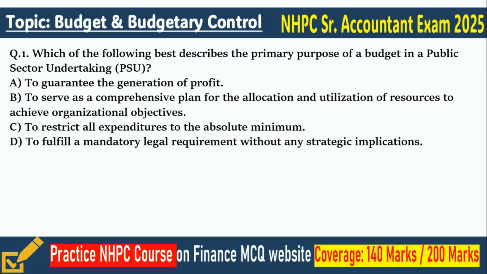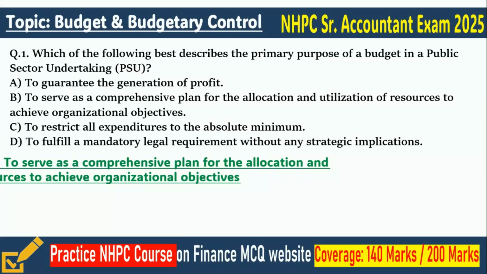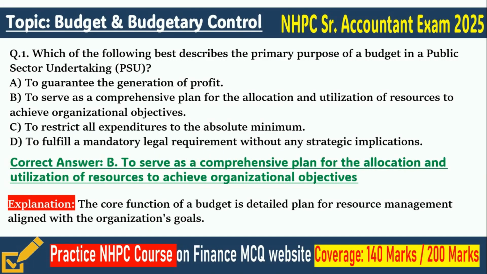So friends, please pause the video, think for a while. The correct answer has to be option B, which says to serve as a comprehensive plan for the allocation and utilization of resources to achieve organizational objectives. So friends, even for a PSU, the budget means a detailed plan for resource management aligned with the organizational goals.